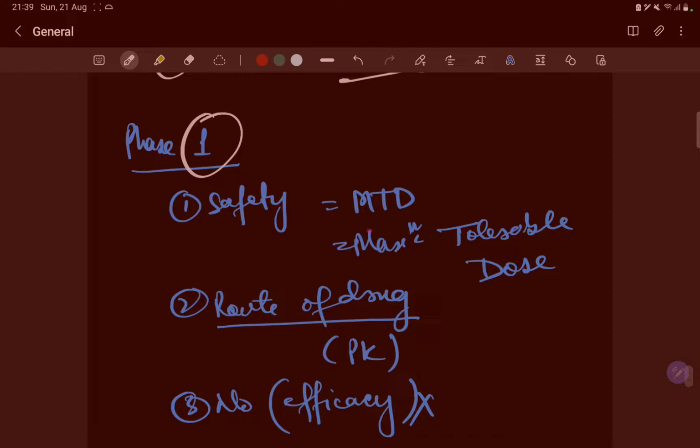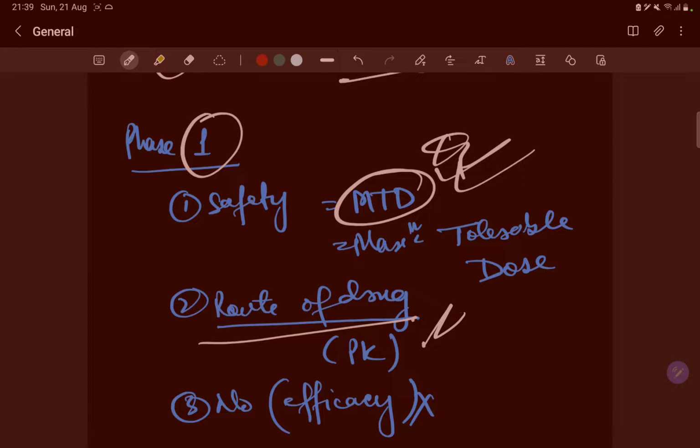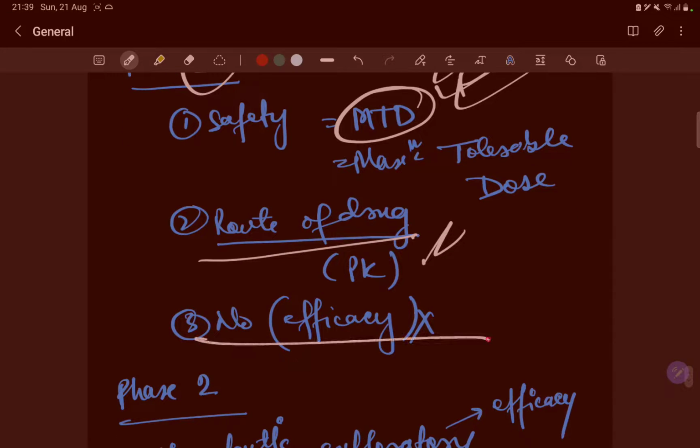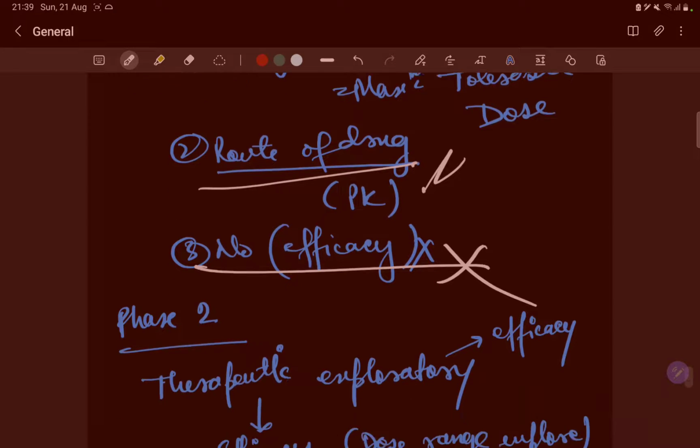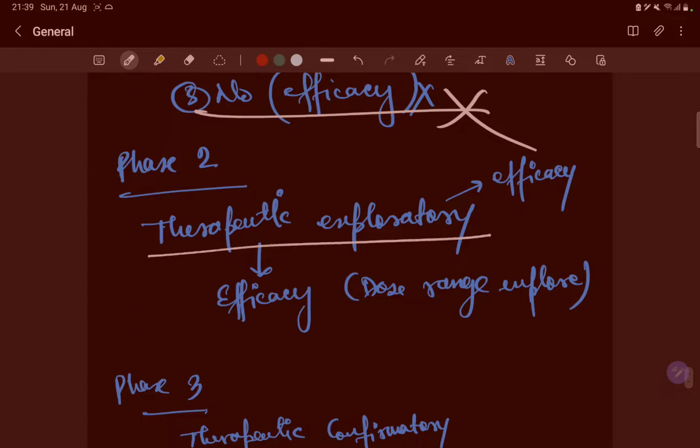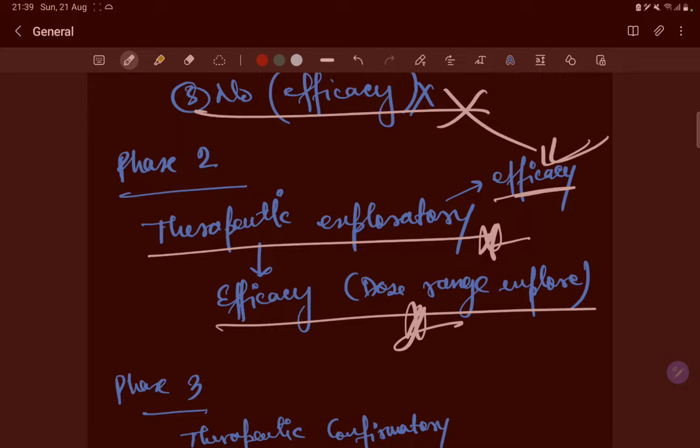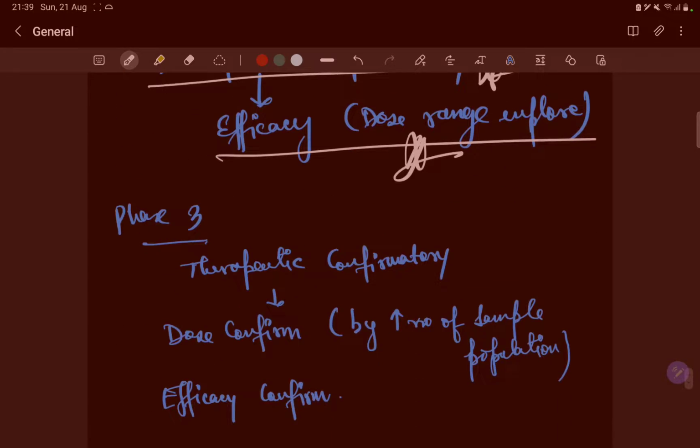In the phase 1 safety is done and maximum tolerable dose is been determined. This is most important. Route of the drug, that is pharmacokinetics, is determined but no efficacy, only safety is there. In phase 2 therapeutic exploratory trial इसको कहते हैं. इसका भी 2A और 2B होता है. बेसिकली इसमें एफिकेसी देखी जाती है, डोज रेंज को एक्सप्लोर किया जाता है कि कहाँ से कहाँ तक हम लोग एक्सप्लोर रेंज कर सकते हैं.